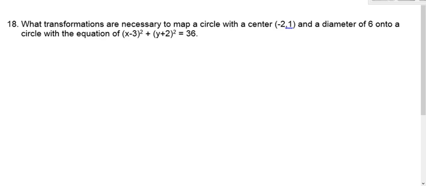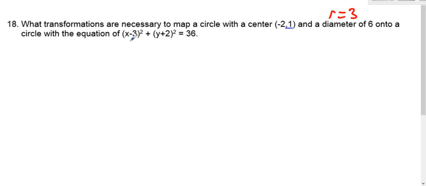So what transformations are necessary to map a circle with center -2, 1 and a diameter of 6? Make sure you convert that to a radius, which would be 3. Map that onto a circle with equation (x - 3)² + (y + 2)² = 36.